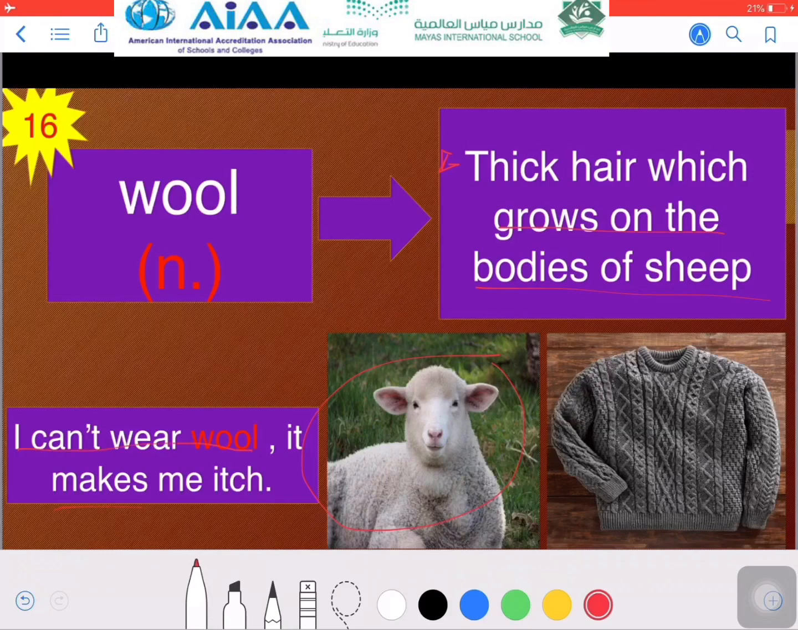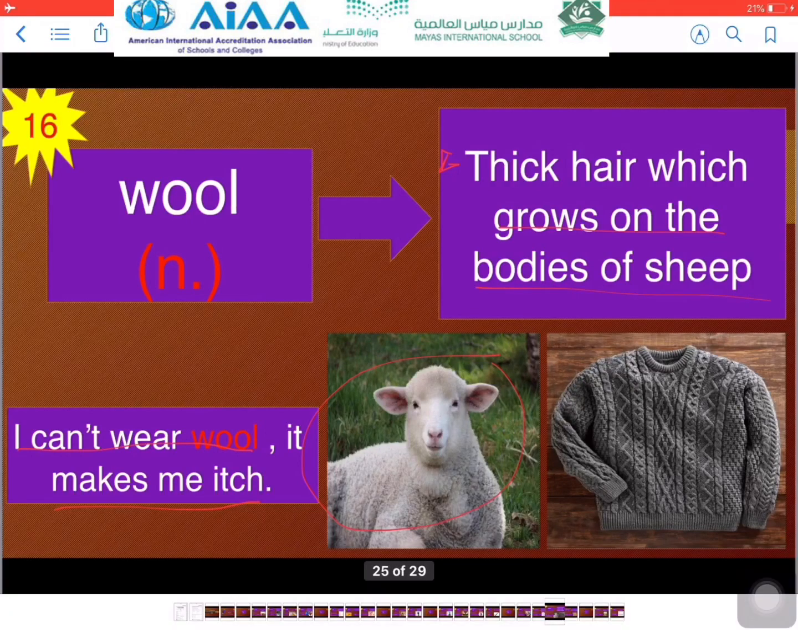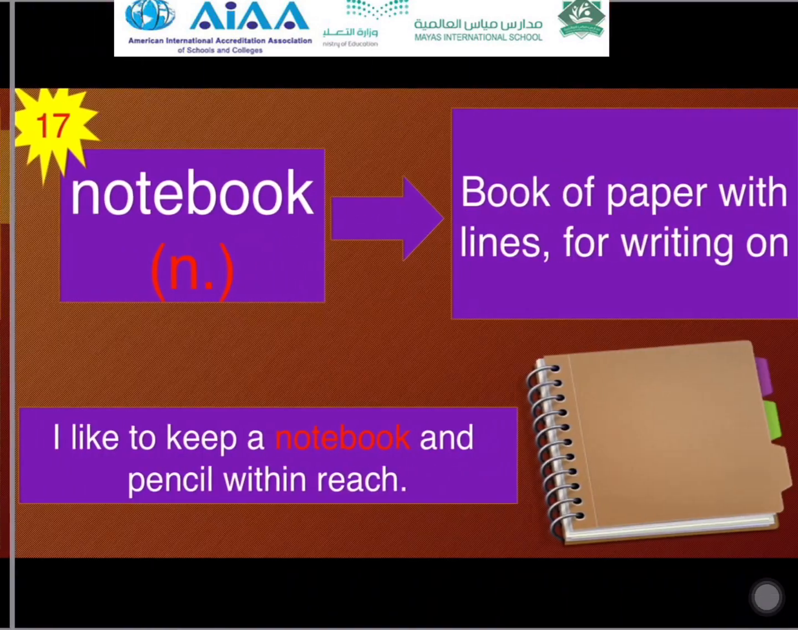I can't wear wool. Why? It makes me what? Itch. Sometimes when you wear a wool sweater or wool clothes, you feel like scratching your body, and it's not comfortable. Okay? So wool.